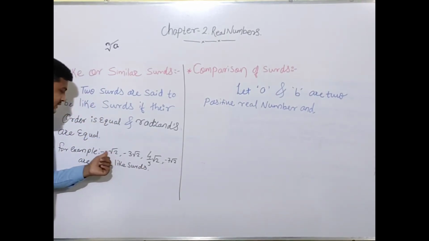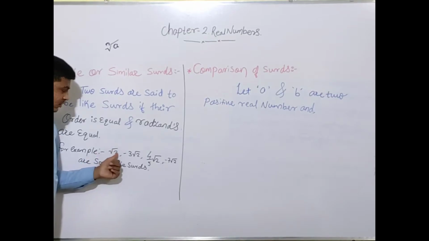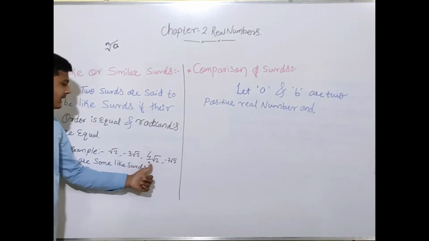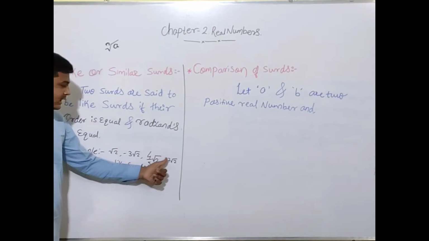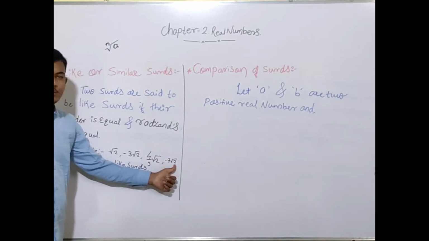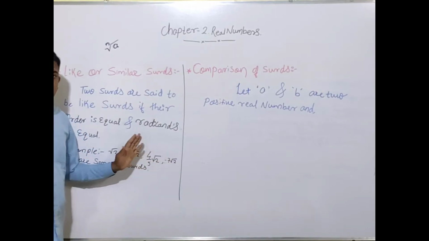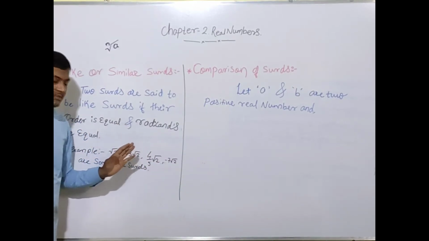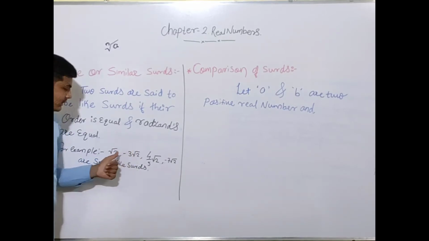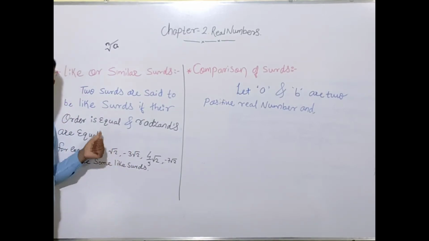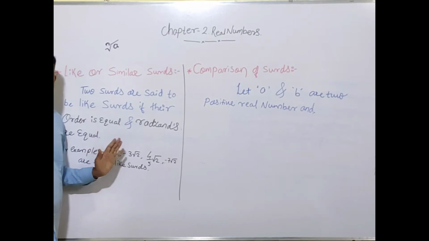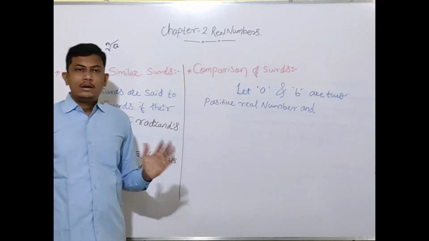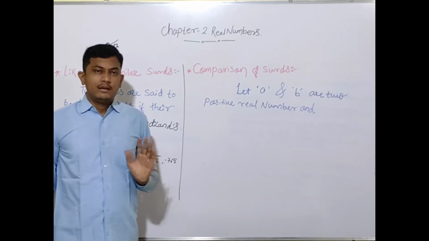Here nothing is multiplied with the root of 2. Here minus 3 is multiplied with the root of 2. Here 4 upon 5 is multiplied with the root of 2. Here minus 7 is multiplied with the root of 2. It does not matter what number is multiplied, an integer or a fraction. The only condition is that the radical element and the order should be the same. Then and only then we can say that the given surds are like or similar surds.